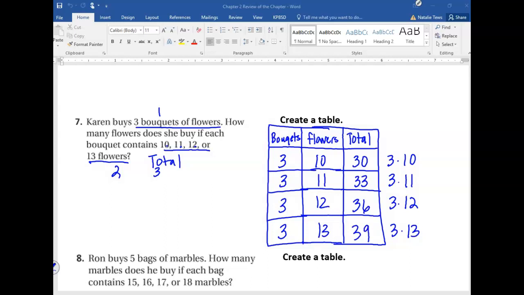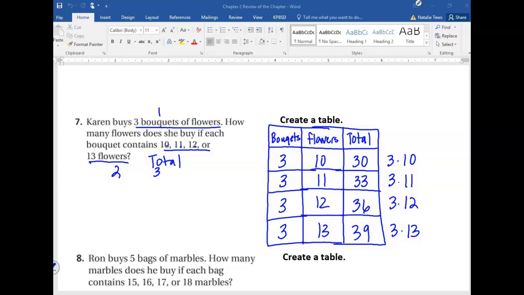Okay, so now I've created my table. Once again, this is worth 10 points on my test. I have to have all my rows filled in. I have to have my label at the top for each column. I have to have my expression off to the side and my total column filled in.